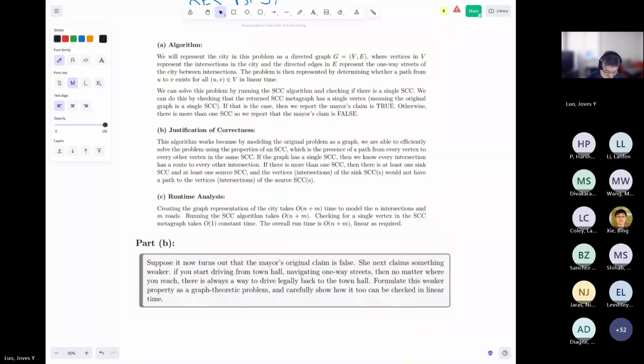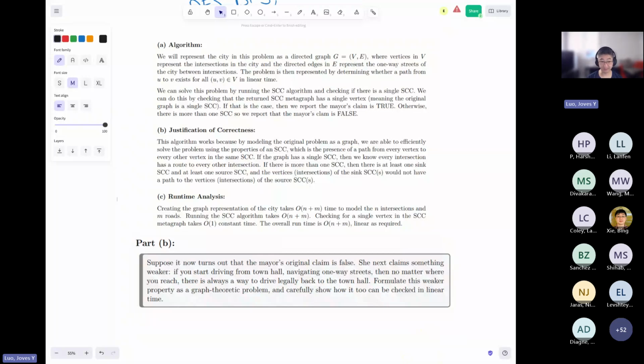Okay. So then the weaker claim is that everything I can drive to from the town hall can drive back to me, right? And so that claim basically says that anything the town hall can drive to is in a cycle back to the town hall. So all the places I can drive to must be within a cycle of where I am. There's only one situation where that can happen, right? Because if you only have one SCC, then yes, that's perfect.